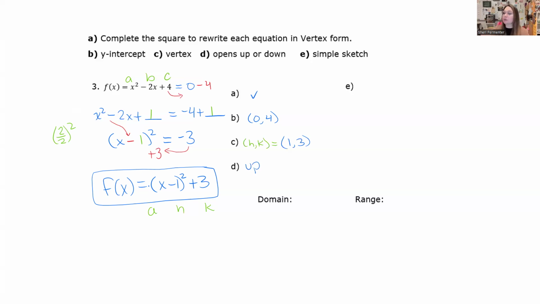I don't see a graph, but I can already tell you what the domain is. What is it? Yep, all real numbers. The range, because it's facing up, is going to be y is greater than or equal to k. So what is the range? I don't have to see the graph to write the range either. What's the k value? 3.